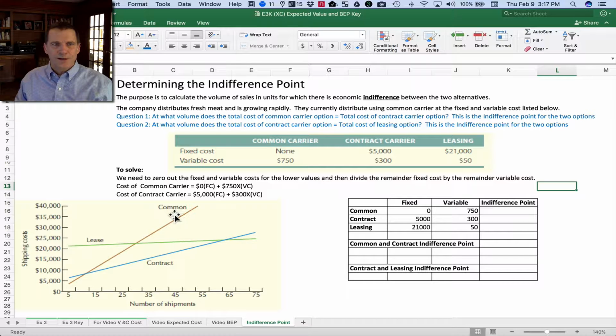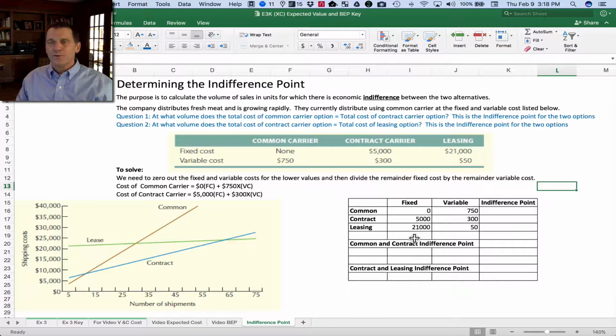And our lowest cost, of course, is common down here, where we have no fixed cost and we have to spend our $750 for that first shipment. For contract, we have to pay $5,000 per month, but we get a less steep curve here because we're going up by $300 per shipment instead of $750 per shipment. These points where they intersect are called the indifference points. Let's look at how to calculate one.